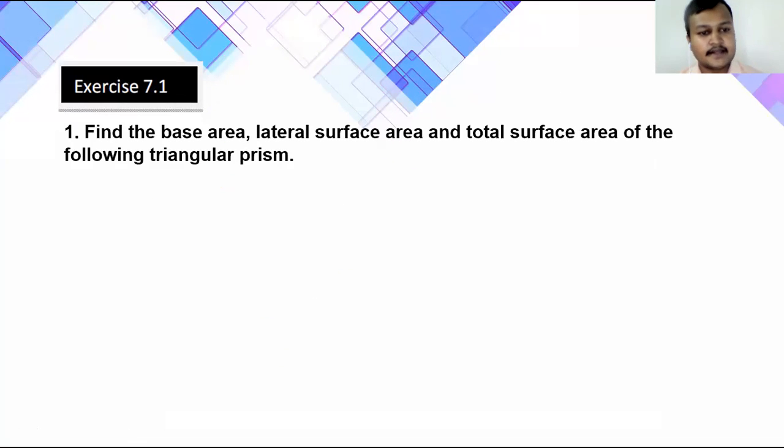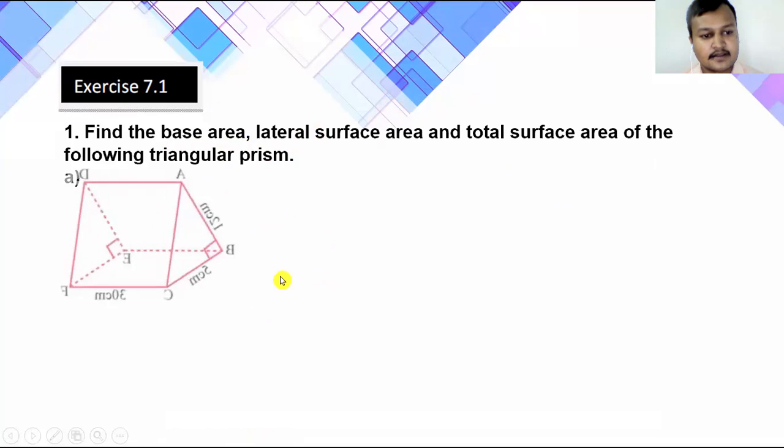So let's move to exercise 7.1 now. It is related to prism. The question asked to us is: find the base area, lateral surface area, and total surface area of the following triangular prisms. For those, we have to find out first base area, second lateral surface area, and third total surface area.